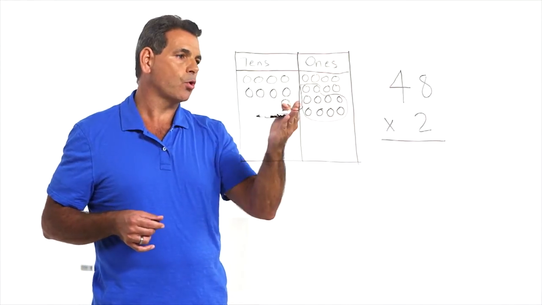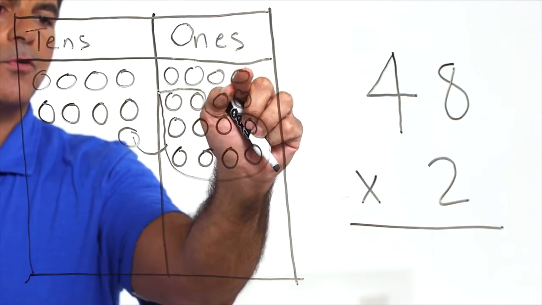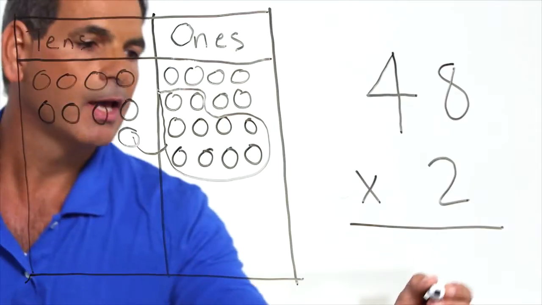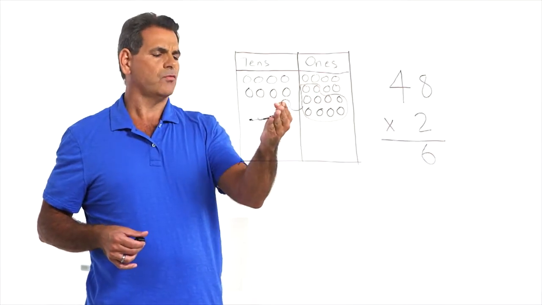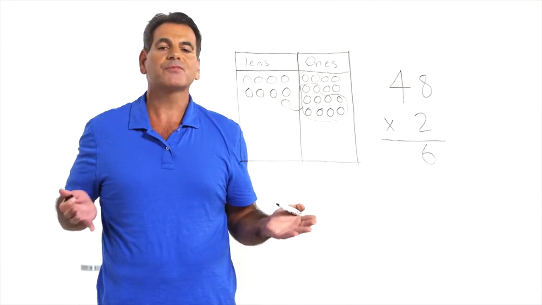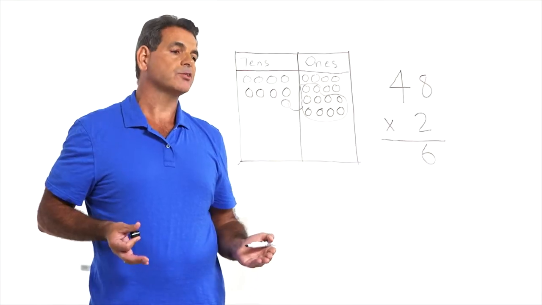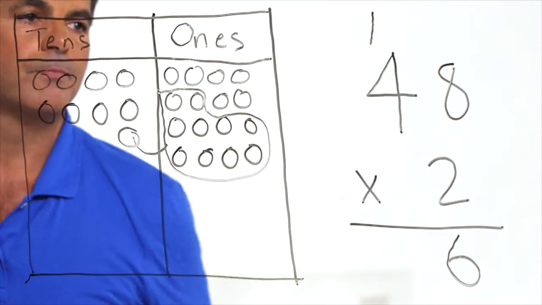Now we ask them to record how many ones they have. 1, 2, 3, 4, 5, 6, and that's why there's a 6 there. But we moved the 10 over. How do we record that? Well, where do you think we should put it? Where would it have to go? Well, it's got to go in the tens place. Okay, so we'll put it in the tens place up here.